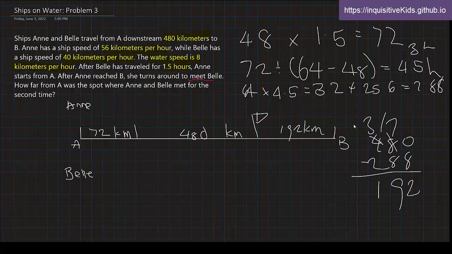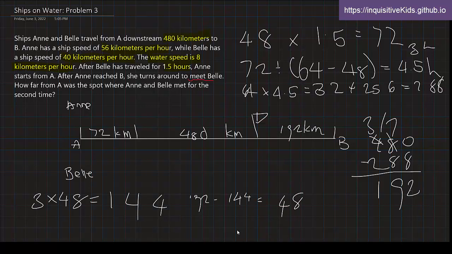So by the time Anne is at B, where is Belle? Well, Belle has a downstream speed of 48 kilometers per hour. So 3 times 48 gives us 144. Now we take 192 and take 144 away from that, and we get 48. So 48 kilometers is the distance that Anne and Belle have from each other.